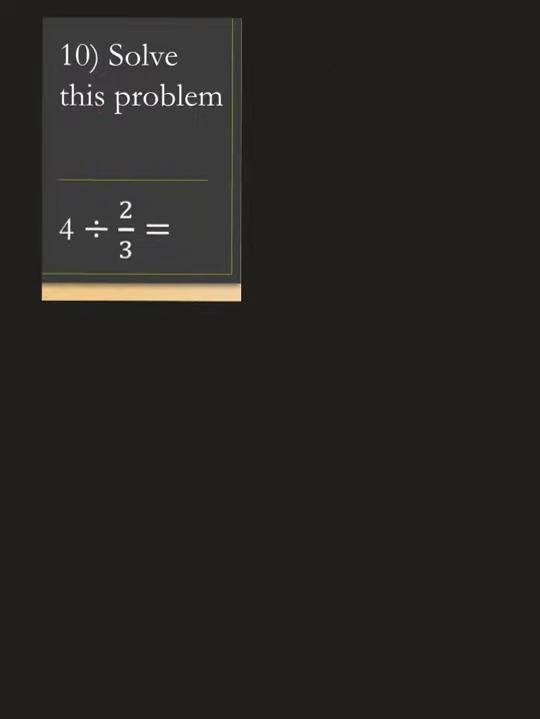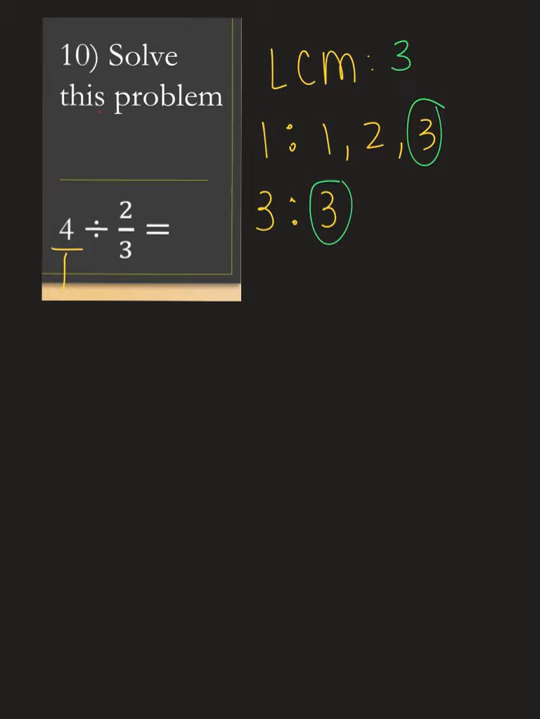So next one, number 10, says 4 divided by 2/3. So first thing we have to do is to make that 4 over 1, right? Turn that whole number into a fraction. Now from here, I can make common denominators. So that means I need to find my LCM of my two denominators, 1 and 3. So multiples of 1 would be 1, 2, 3, and I'm going to stop because my first multiple of 3 is 3. So that means my common denominator is the number 3.